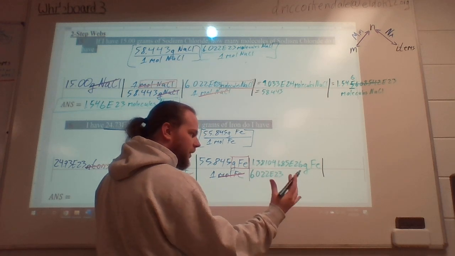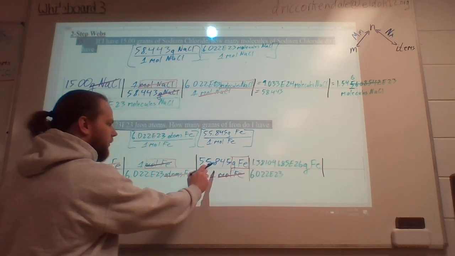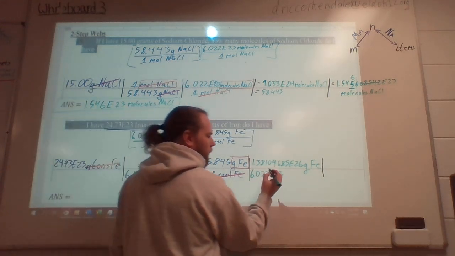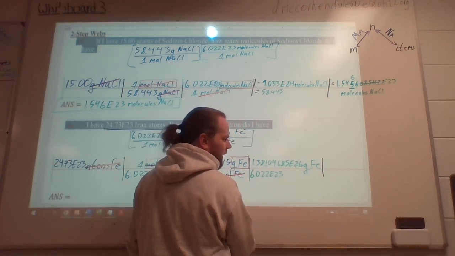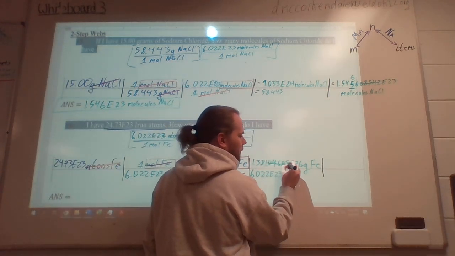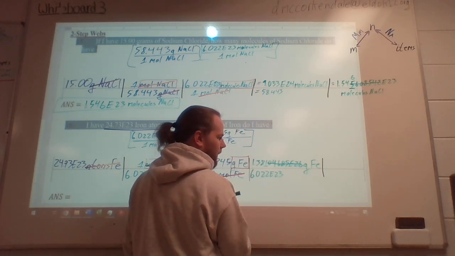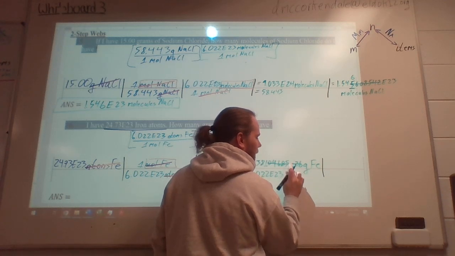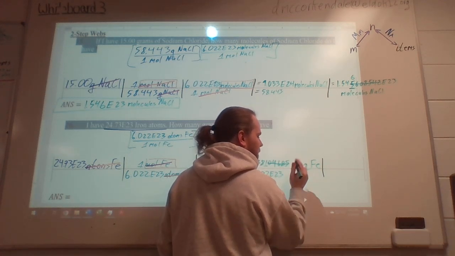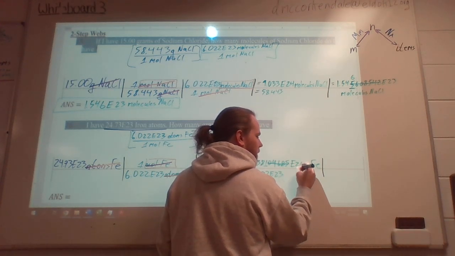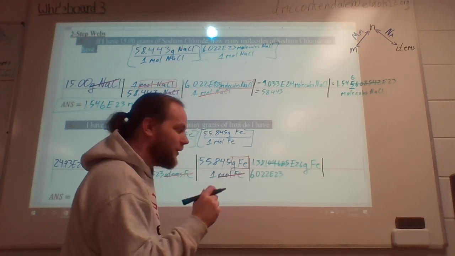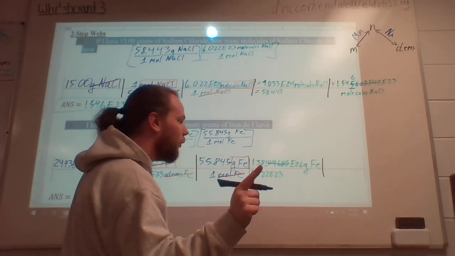Sig figs, we have hit equals on the calculator. We have a 6-digit and a 4-digit, so this needs to be rounded at 4. So the 1 is the last sig fig, so all the rest of this goes away. Nope, not all of it. Hang on. I wiped out too much. The E26 needs to stay. Be very careful you don't do that. It's very easy to do. I've done it multiple times. It will throw off your answer.